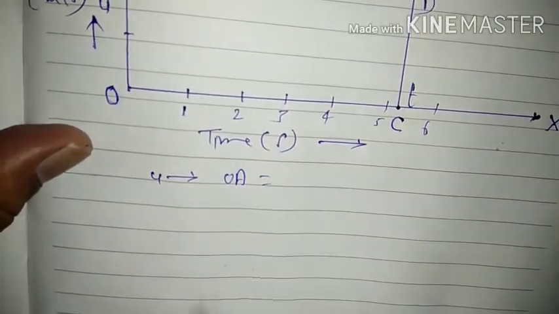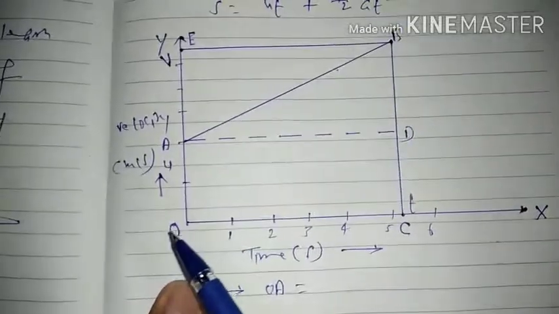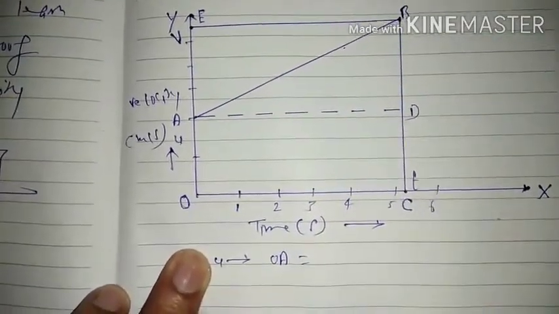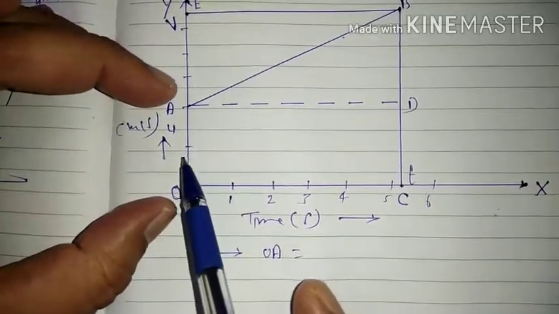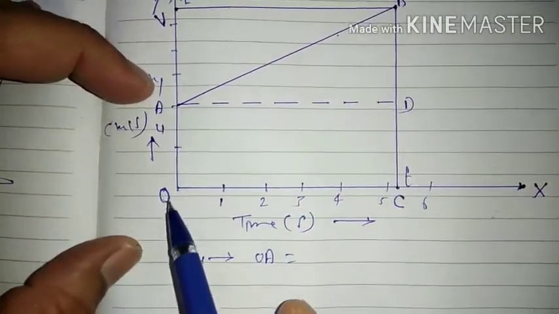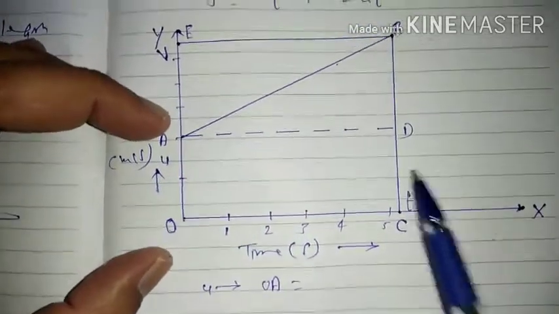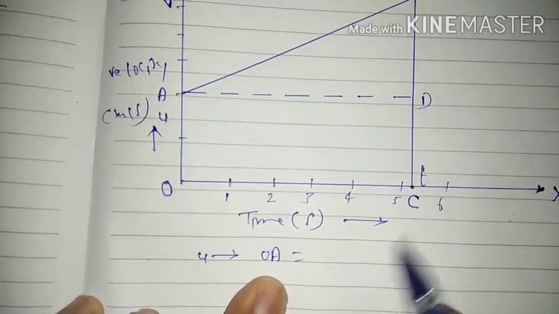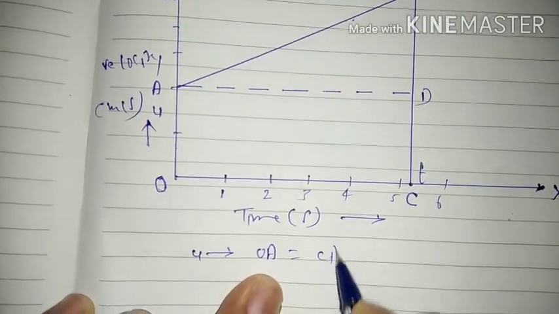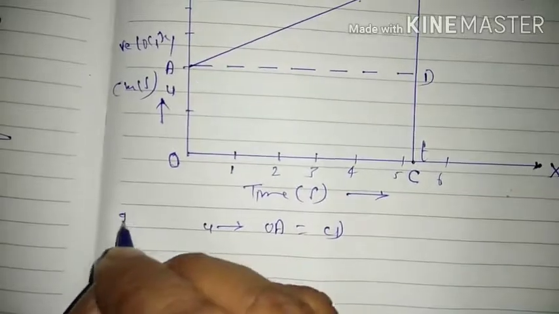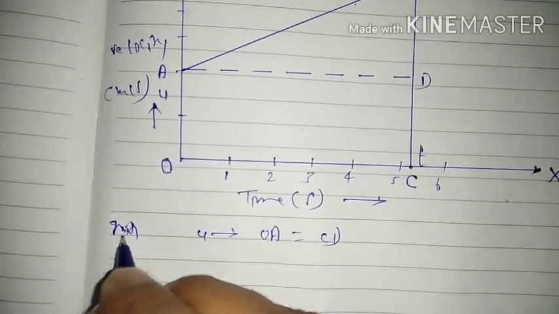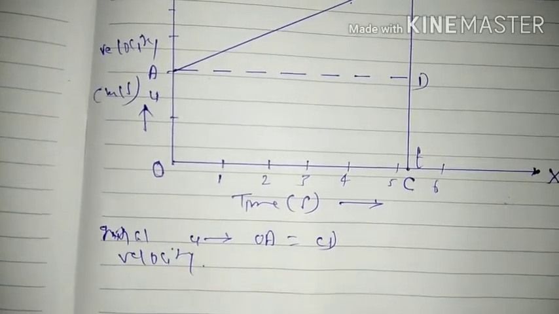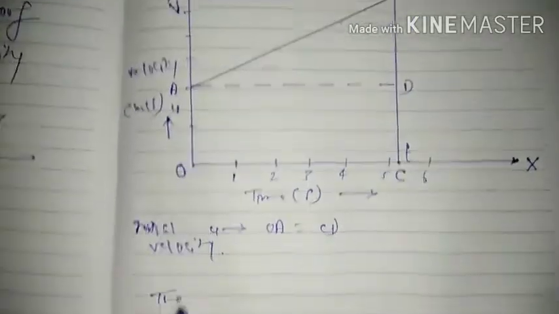Now in this graph, once again, the initial velocity u is represented by the portion OA of this graph. Yesterday we had seen that OADC is a rectangle, and in a rectangle opposite sides become equal. So here OA is equal to CD, so we can write u is represented by OA, which is equal to CD. This is the initial velocity.